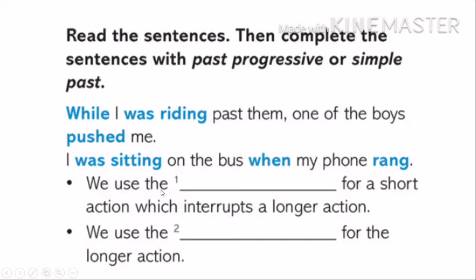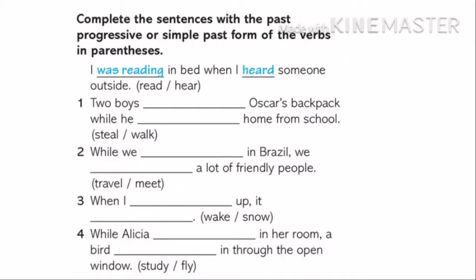We use the what? Past progressive or simple past for a short action which interrupts a longer action. We use the past progressive or simple past for the longer action. Please write on number 1 and number 2 if it's past progressive or simple past. Write it in your notebook. Then we're gonna answer eight sentences. Please copy them to your notebook. This is your grammar topic of this week.